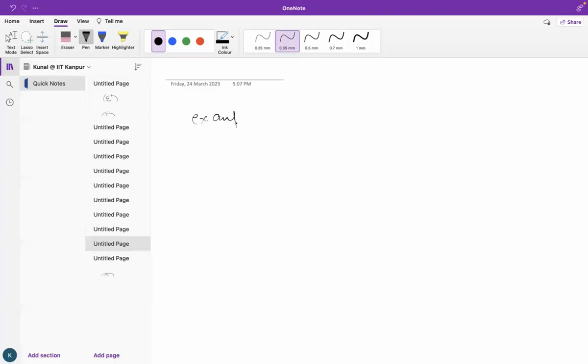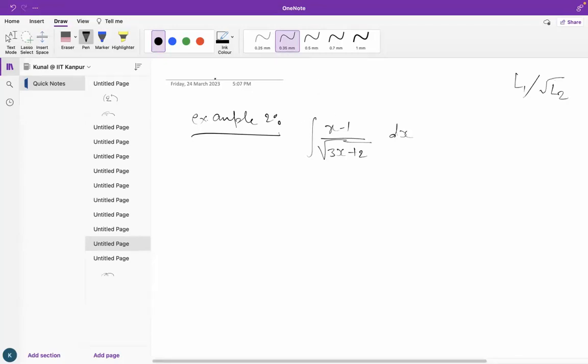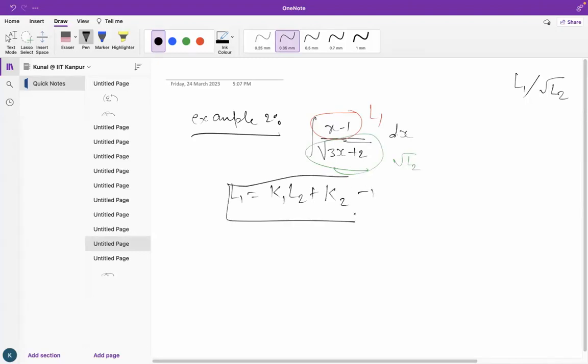So example 2. Our integrand looks like x minus 1 by root under 3x plus 2 dx. And it is of the form linear 1 by root over linear 2. This is our first linear function, and this is our second linear function, which is of the form root under L2, right? So we again know how to approach. We have to write the linear 1 function in the form of linear 2, just equate and calculate the values of k1 and k2. So this type of integrand leads to a simple form. So let's try to find its value.